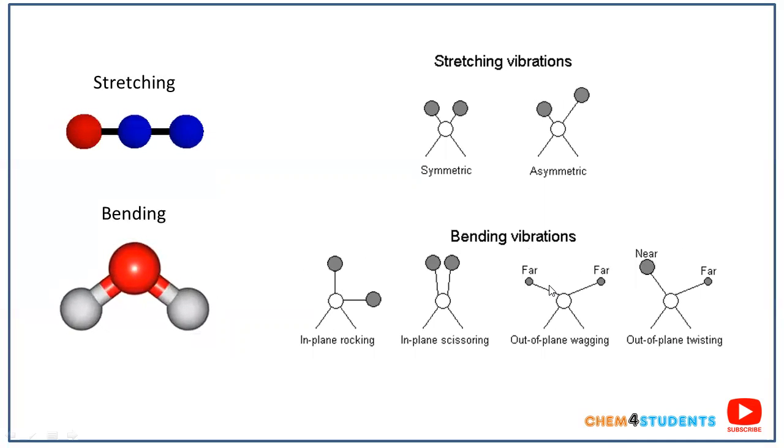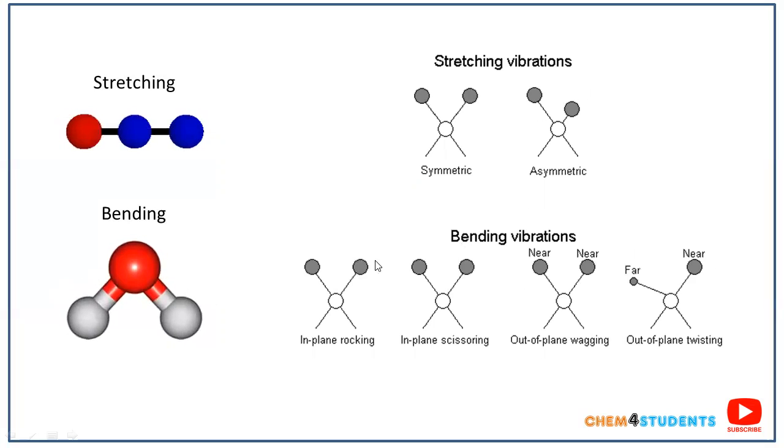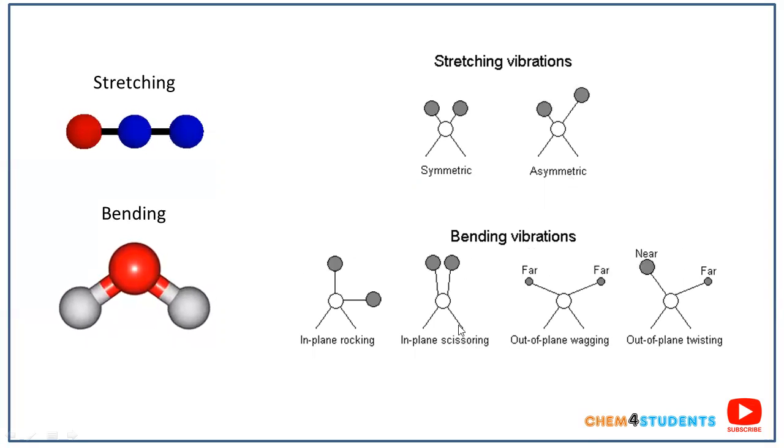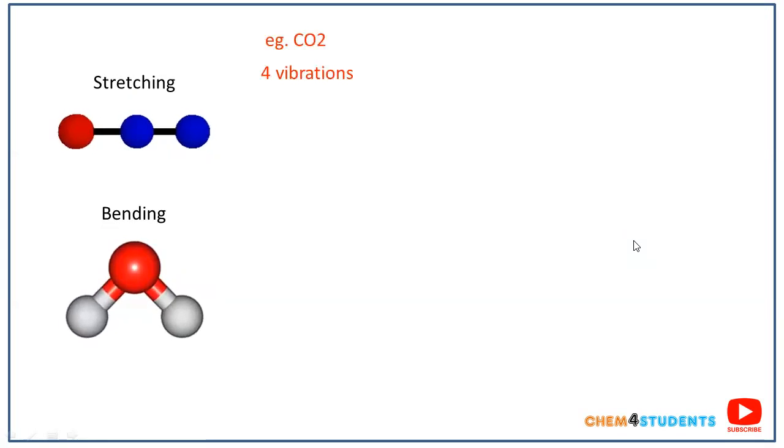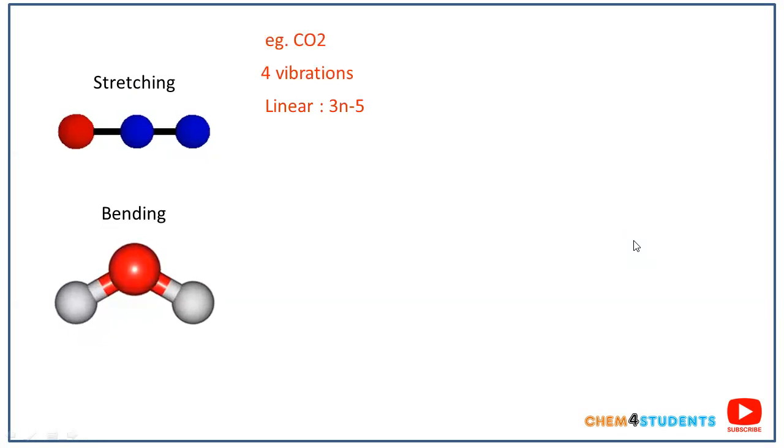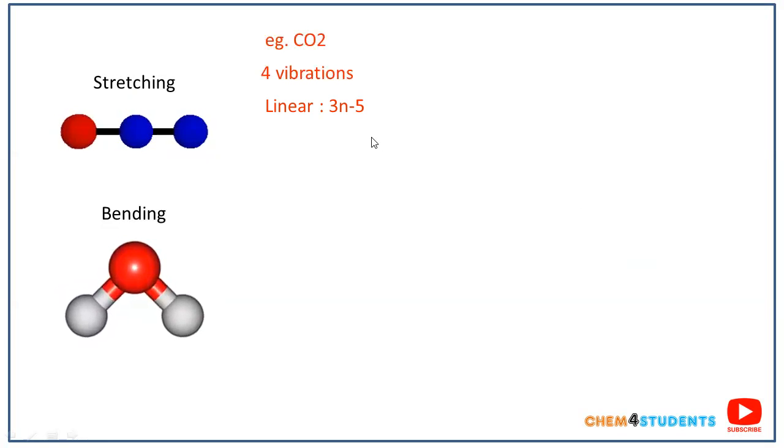Not all atoms provide all these types of vibrations. It depends upon its natural frequency. All molecular vibrations are not IR active. Let me explain with an example. Here I am taking carbon dioxide, which provides four fundamental vibrations. Why? Because carbon dioxide is a linear molecule. So this is the formula 3n minus 5. When we substitute the n value here, we get the 4 fundamental vibrations. Here n is the number of atoms present in the molecule.